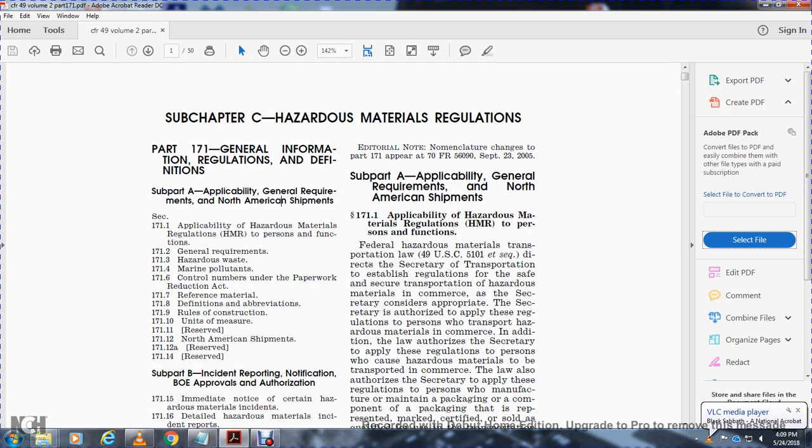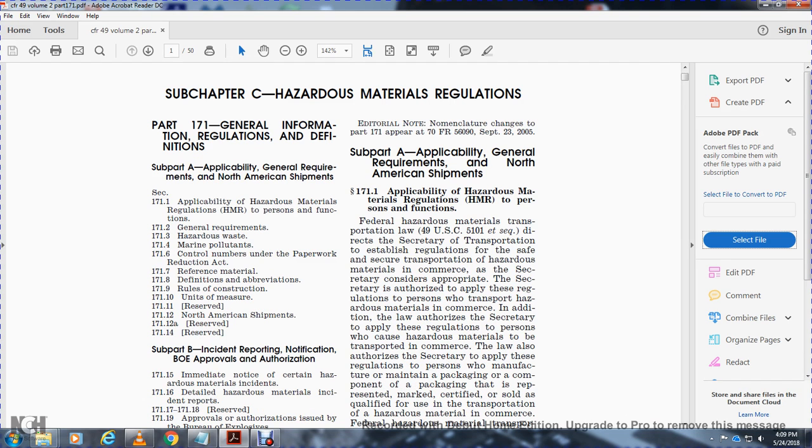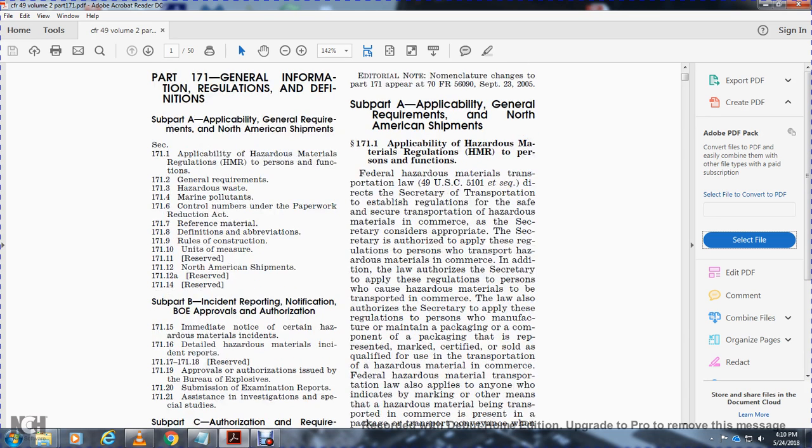Applicability of the Hazardous Materials Regulations to persons and functions. Federal hazardous materials transportation law directs the Secretary of Transportation to establish regulations for the safe and secure transportation of hazardous materials in commerce as the Secretary considers appropriate. The Secretary is authorized to apply these regulations to persons transporting hazardous materials in commerce. In addition, the law authorizes the Secretary to apply the regulations to persons who cover hazardous materials transportation in commerce.